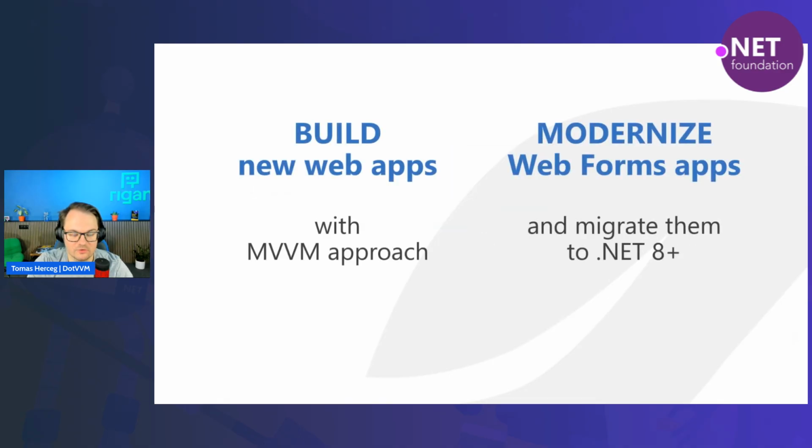Currently, because .vvm supports even the old .NET framework, you can use it for two main scenarios. One of it is, of course, building new web applications with ASP.NET Core and all modern features that are present in new versions of .NET. And you can also use it to modernize old web forms apps, because you can install .vvm in a web forms project as a NuGet package. And these things can run side by side, but within the same process.